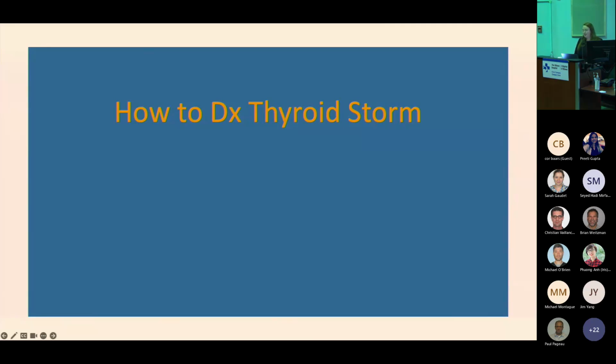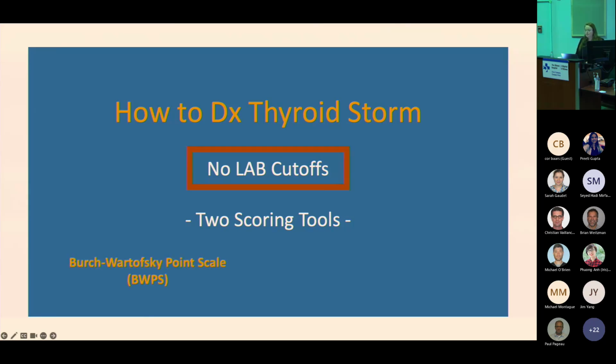With such a wide variation of clinical symptoms and signs, the diagnosis of thyrotoxicosis, and more specifically thyroid storm, is quite difficult, especially because there are no lab cutoffs. There are no lab cutoffs that exist that say, at this level of T3, T4, you can expect this to be thyroid storm, and below this level, you can say safely that this is not thyroid storm. Instead, the diagnosis is a clinical one, with biochemical markers as supporting evidence. But apart from clinical acumen, there are two scoring tools that we can use to help us make the diagnosis of thyroid storm. There's the Burch-Wartofsky point scale and the Japanese Thyroid Association scoring tool.